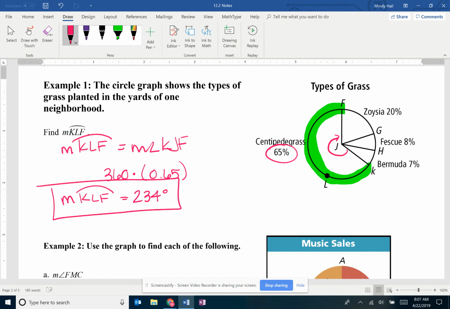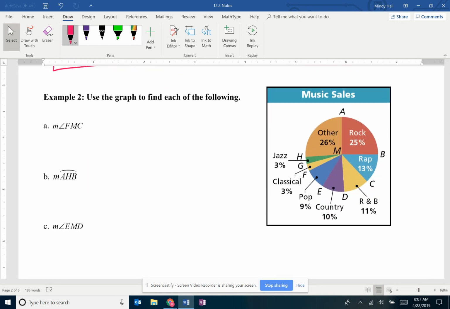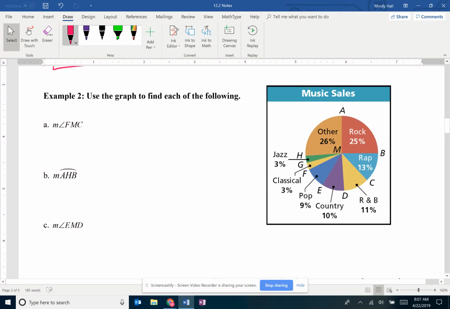And again, you're just looking at total degrees in a circle times the percentage of the circle you have for these ones. So looking at this music sales, we want to find the measure of angle FMC. So FMC, go from F to M to C. So it is these three sections.